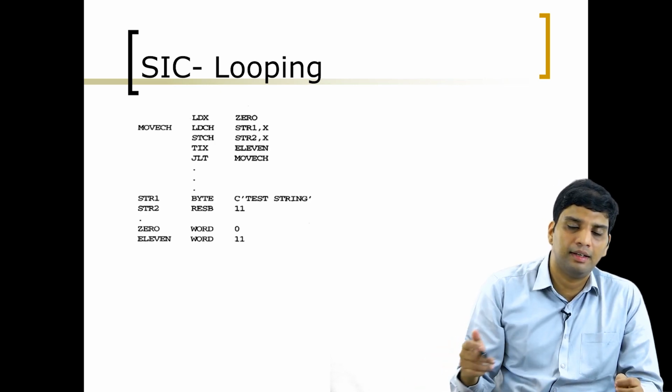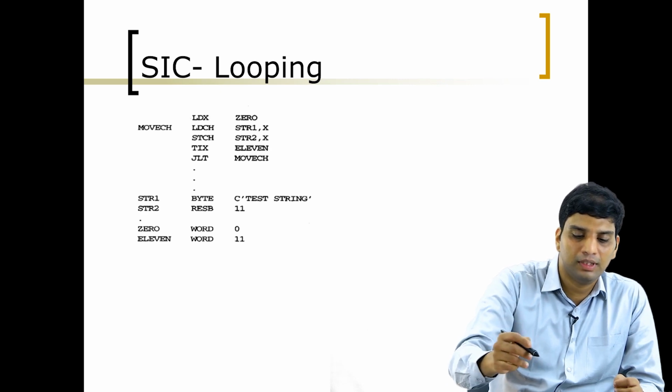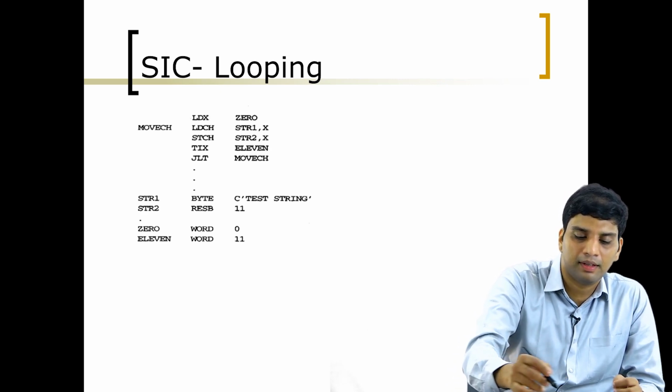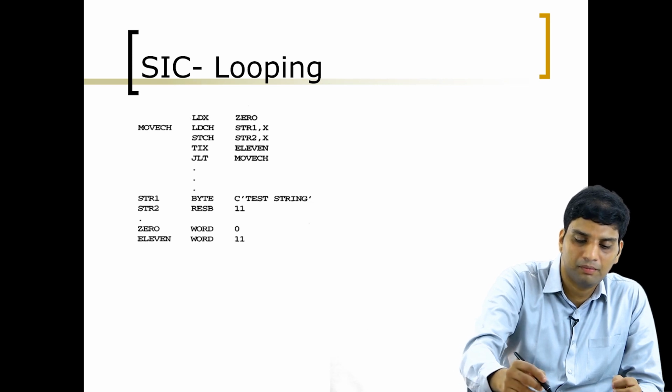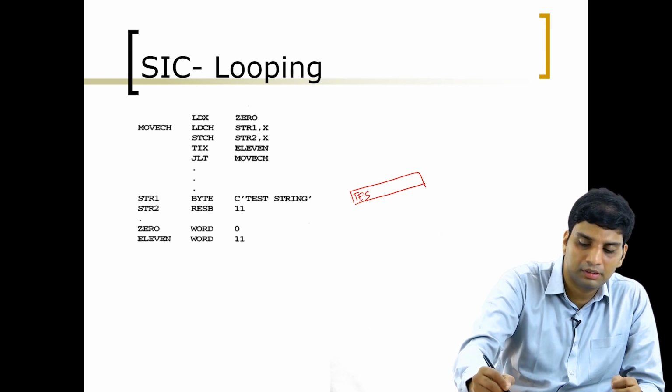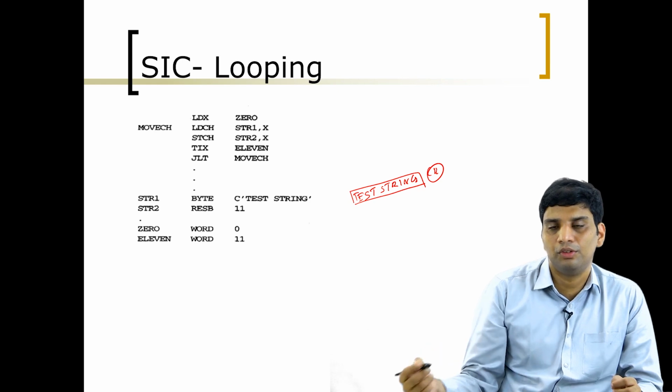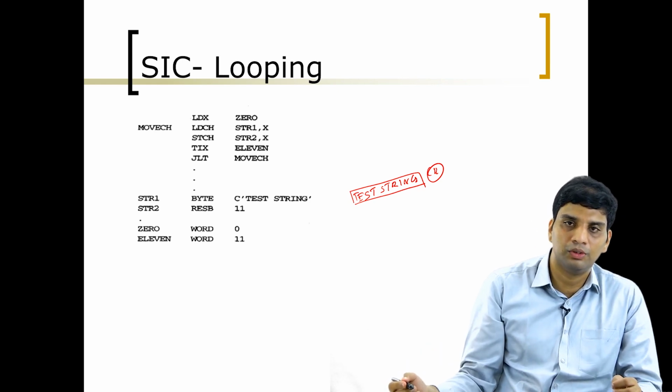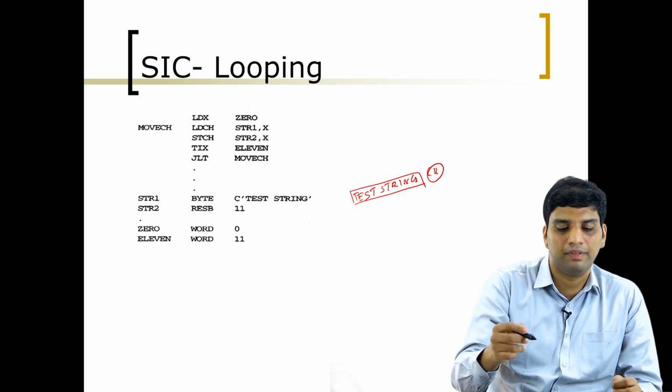And here in SIC, the loop goes like this. First, we will see this. Consider first one is you have declared something, a byte, and the byte contains a string called TEST STRING. So TEST, then space, STRING. So it contains 11 characters. How is it 11? When I include the space also, it becomes 11 characters. Clear?